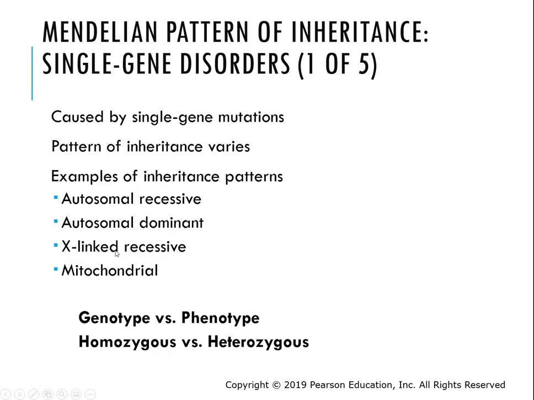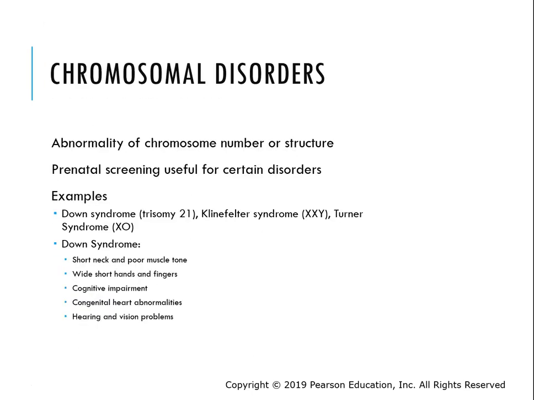Okay. Now for Down syndrome, we've probably all seen a patient with Down syndrome, and I don't have a picture here. I guess I could have added it in, but I'm sure most of us are familiar with the quintessential look of a patient with Down syndrome, right? Short neck, poor muscle tone, wide, short hands and fingers. They also have cognitive impairments, and there's going to be variation in the severity of those impairments. Most of them also have congenital heart abnormalities that usually require surgeries, hearing and vision problems, and there are other symptoms and signs as well.